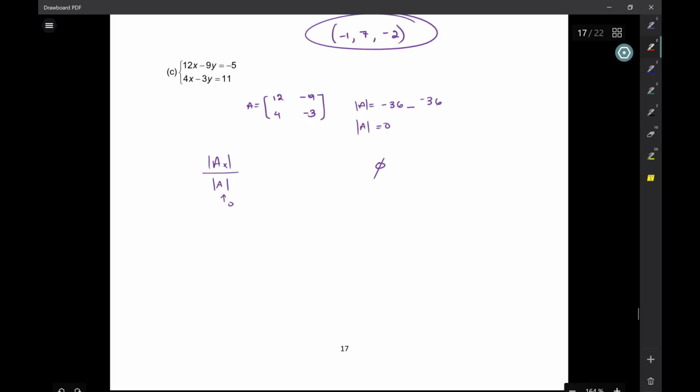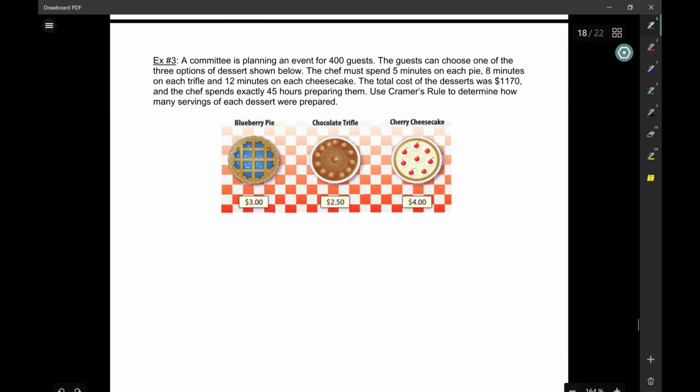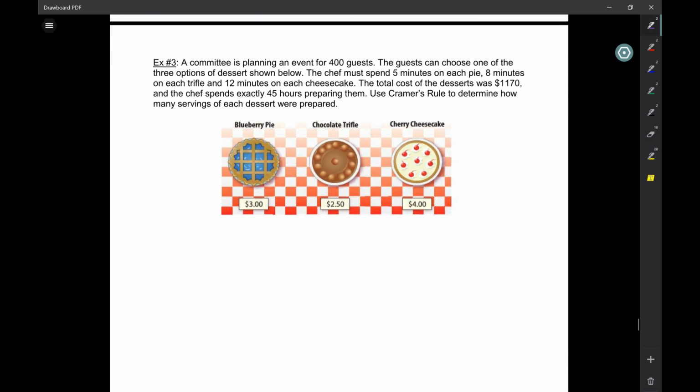Okay, so take a look at this one. If we were to solve this by hand, right? I multiply this by -3, right? So what do we get? 12x minus 9y is equal to -5. And then if I multiply the bottom row by -3, -12x plus 9y is equal to -33. And then you get 0 equals -38. So do you see how it's a no solution? And Cramer's rule just told us that. Okay? Well, that's a lot easier. If I know that in algebra, it's so much easier.